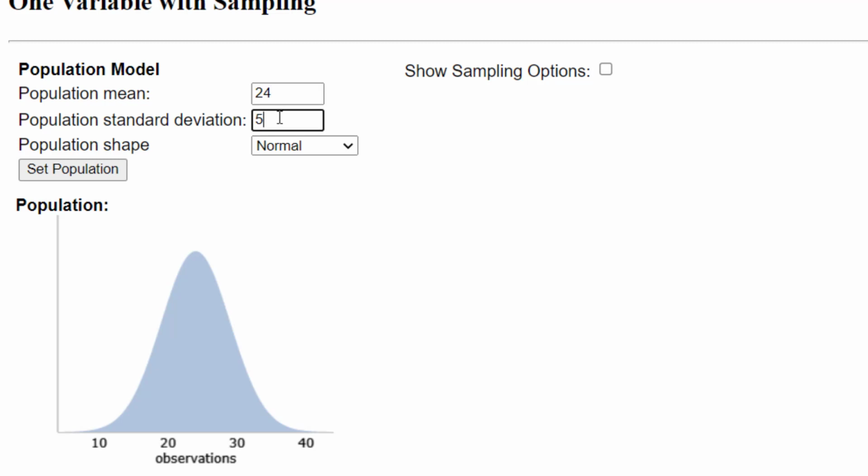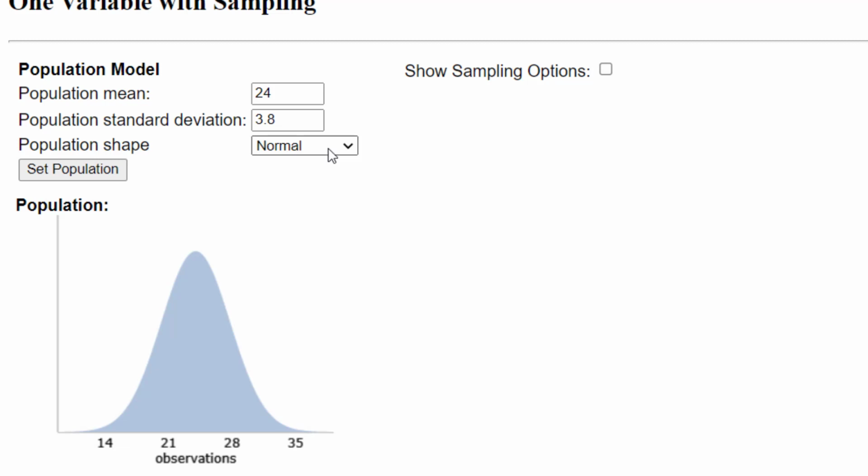We do not know the population standard deviation, but if we don't know it, it is a good idea to go ahead and use the sample standard deviation. Our sample standard deviation was 3.8. So this is just an estimated value because we don't actually know the true value of sigma. We also do not know the population shape. However, I'm going to leave it as a normally distributed population.